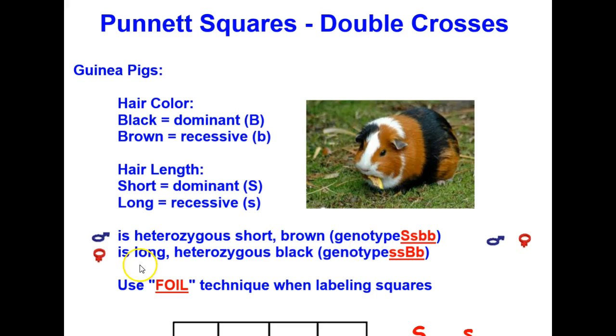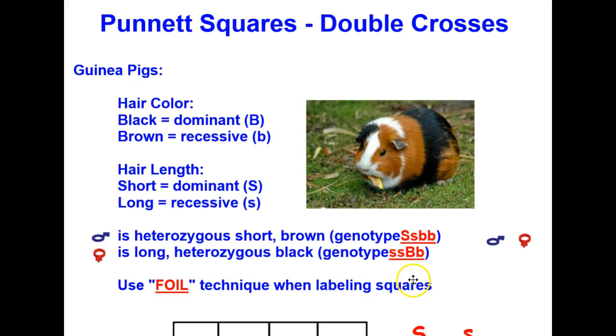We're going to cross that with a female guinea pig that has long heterozygous black hair. Well, the only way to be long is if you're homozygous recessive, and so therefore the genotype for that would be little s, little s. Heterozygous would mean that you have one of each, so you have a big B and a little b, so we see the big B, little b here for its genotype, and altogether long heterozygous black would be little s, little s, big B, little b.